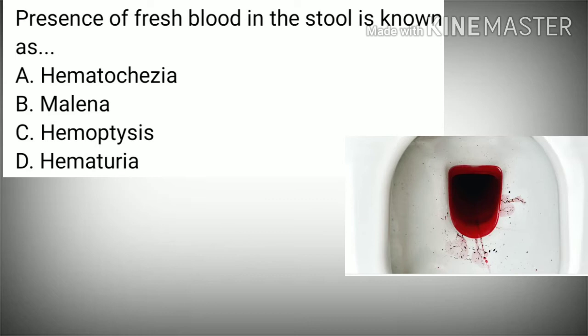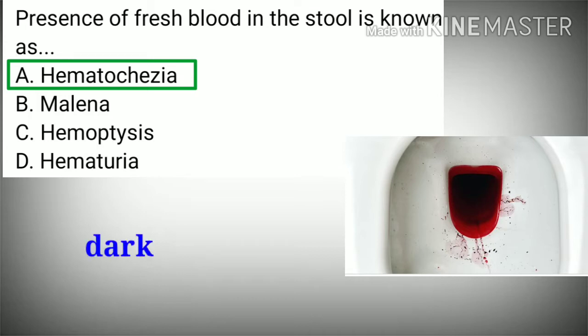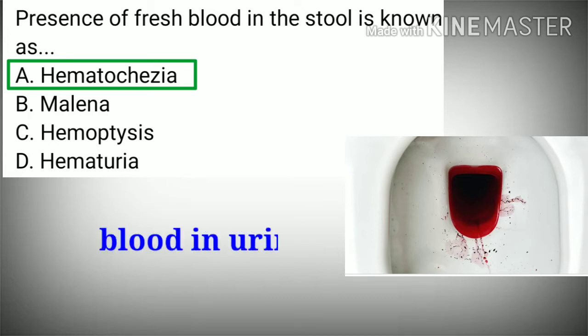Presence of fresh blood in the stool is known as A. Hematochezia, B. Melena, C. Hemoptysis, D. Hematuria. And the correct answer is A. Hematochezia. Melena is upper GI tract bleeding, results in dark tarry stool. Hemoptysis is presence of blood in sputum. Hematuria is blood in urine.